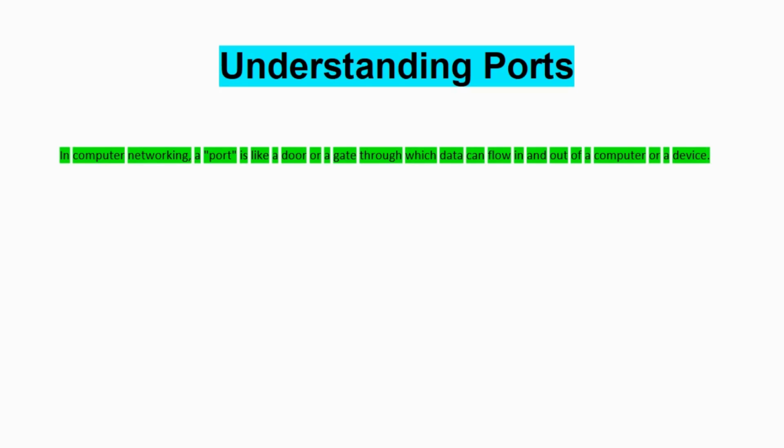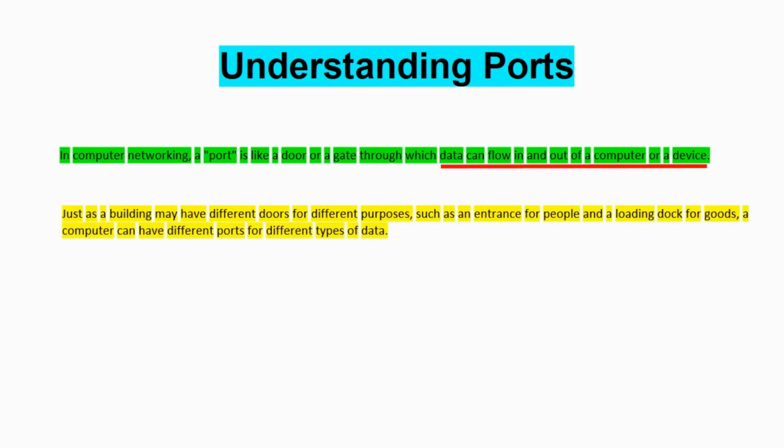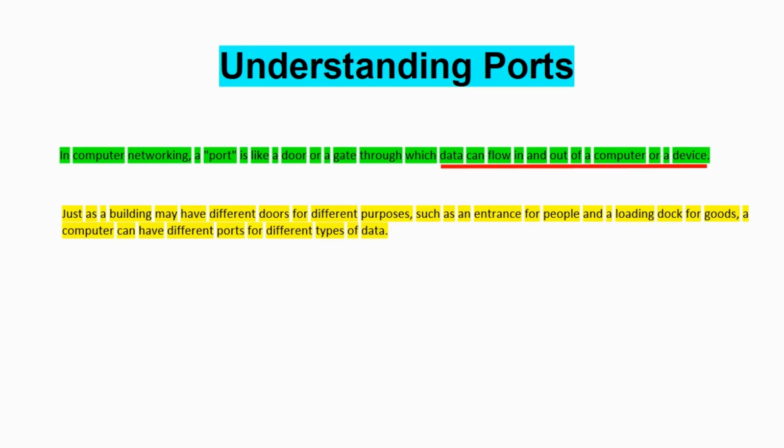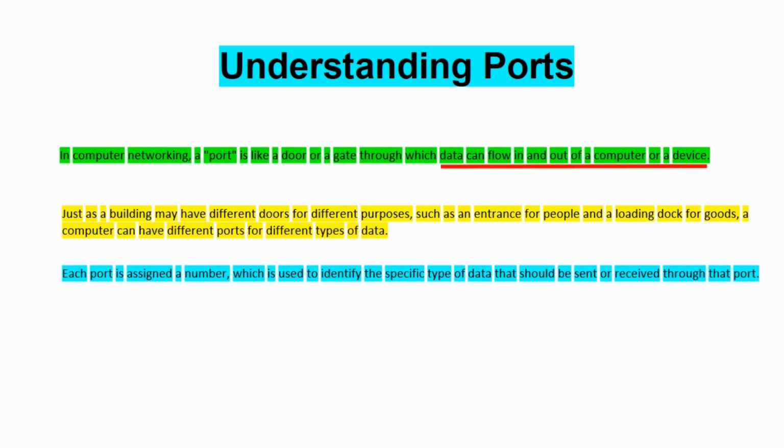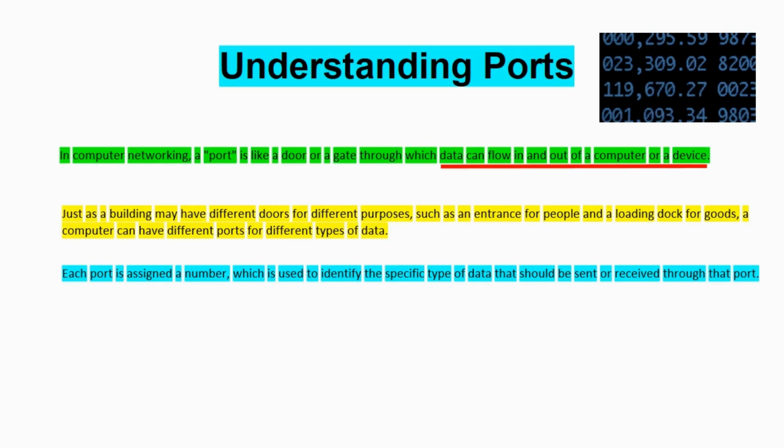In computer networking, a port is like a door or gate through which data can flow in and out of a computer or a device. For example, a building may have different doors for different purposes. Similarly, a computer has different entry and exit points for different types of data. Each port is assigned a unique number through which data can be sent or received.